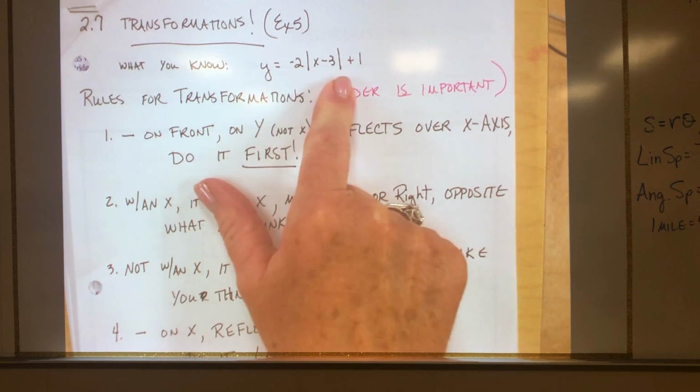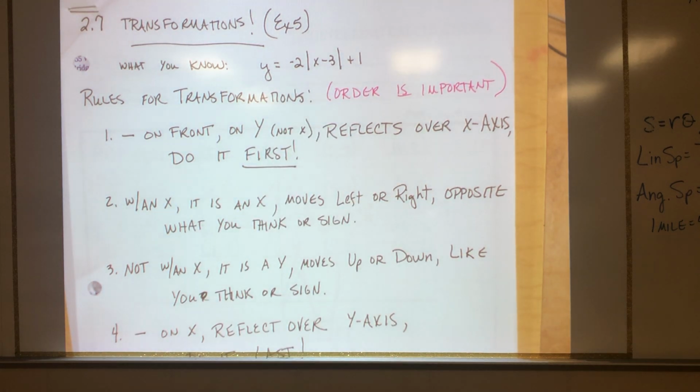So this is an absolute value equation. What's it going to look like? It's a V. Very good.